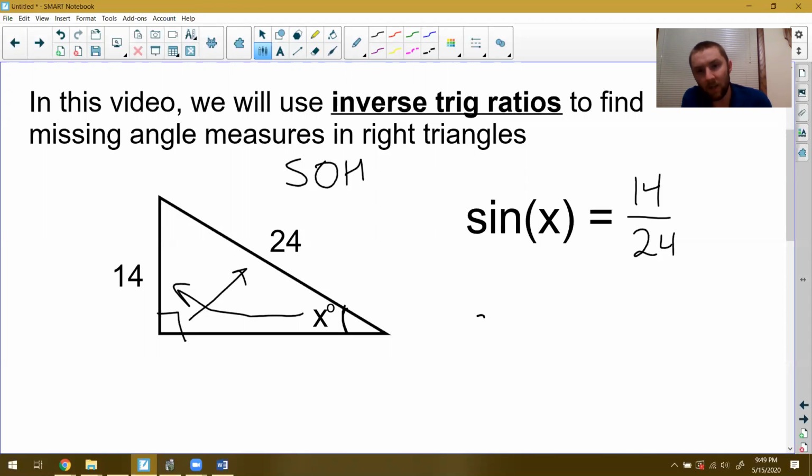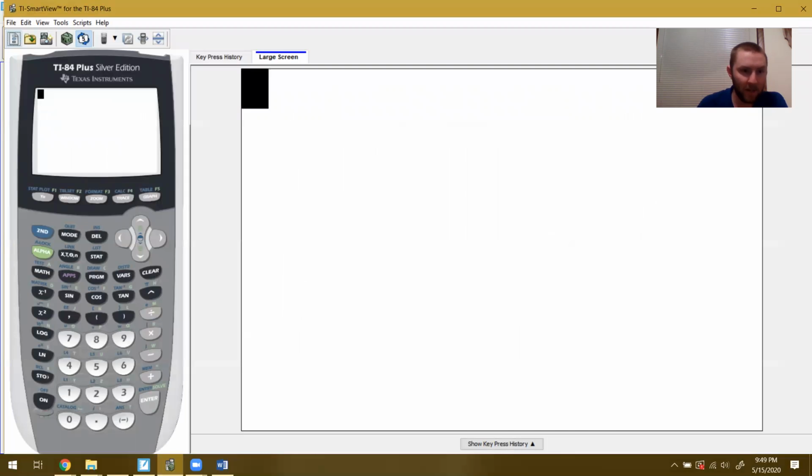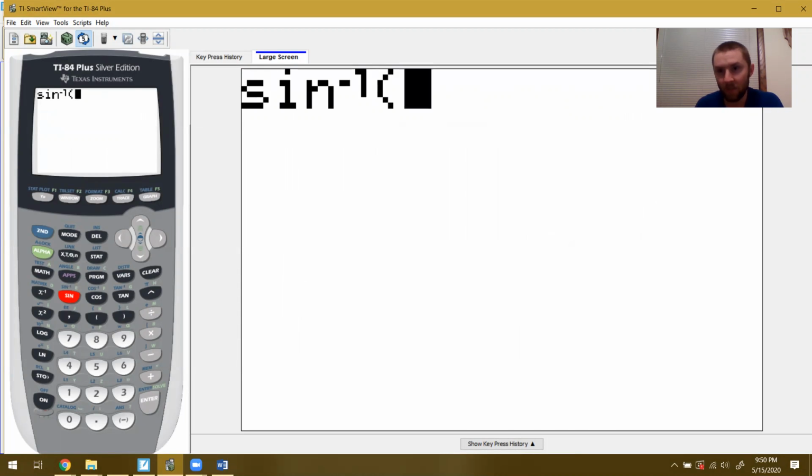The inverse sine on our calculator looks like this: sine and then a little -1 as an exponent, and then there are parentheses. On this calculator, right above the sine in little blue letters is the sine with the -1. In order to get that sine inverse, I have to hit the second button up here, and then I get my sine with the little -1, as we can see.